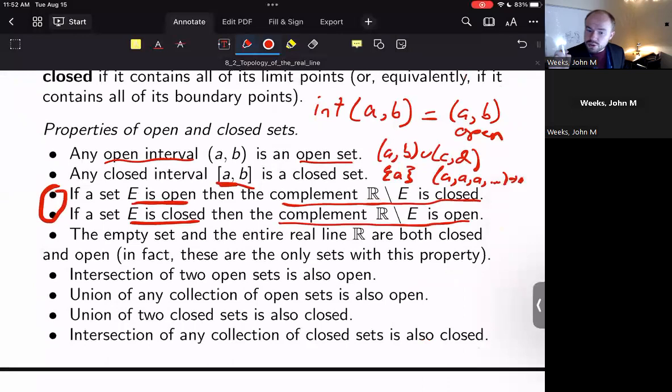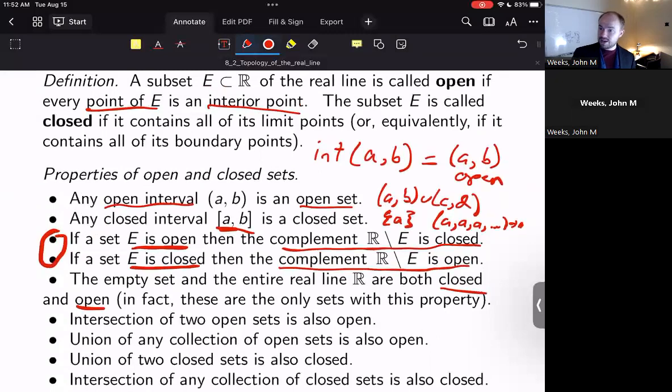Now, there are sets that are both closed and open, and there are not many of them. In terms of the real line, there's only the empty set and the real line itself. You can check to see that these all contain their interior points. For the real line, everything is an interior point, so of course every point of R is an interior point. And it contains all its limit points, because any sequence inside of R converges to a point in R. So it's a closed set and an open set. The same thing can be done for the empty set. But it is also true that these are the only sets with these properties.